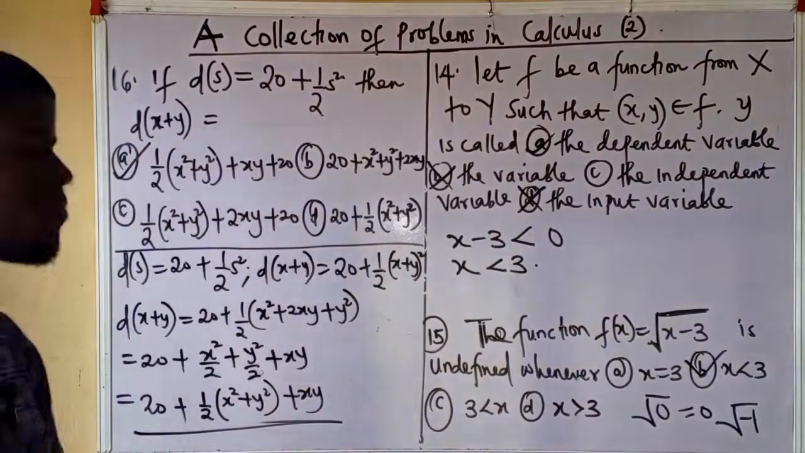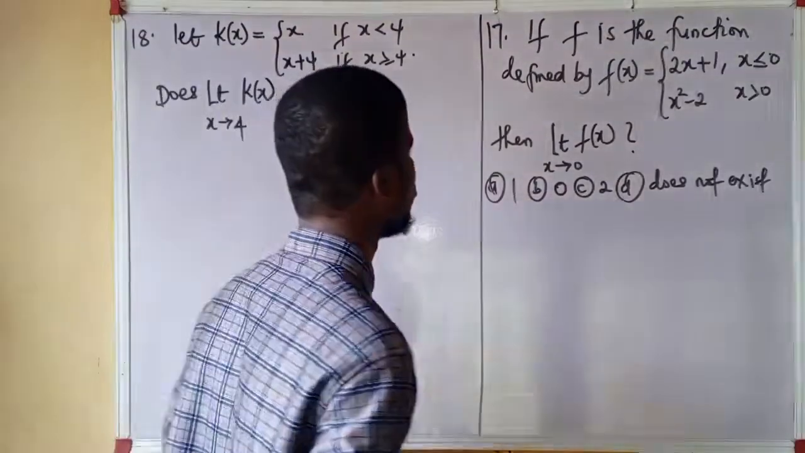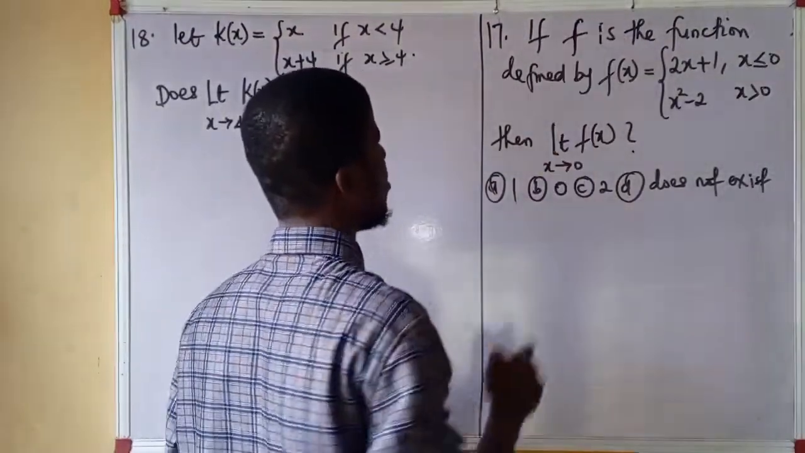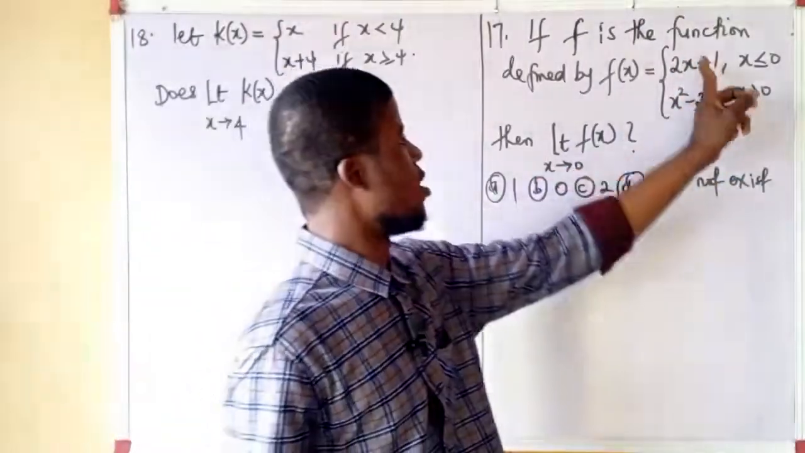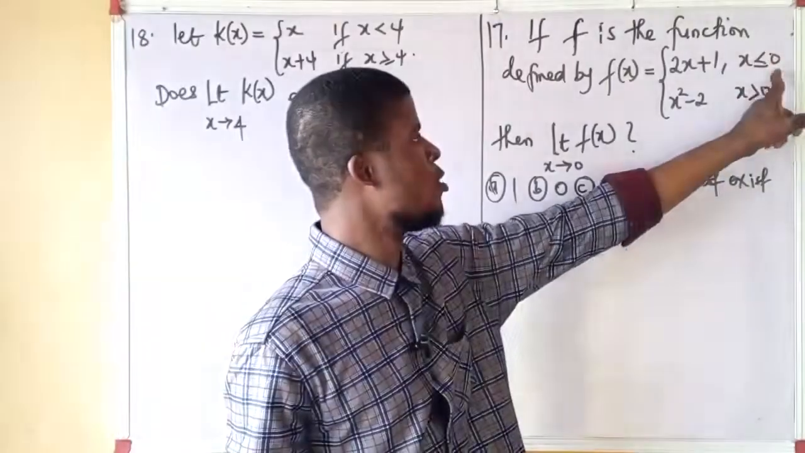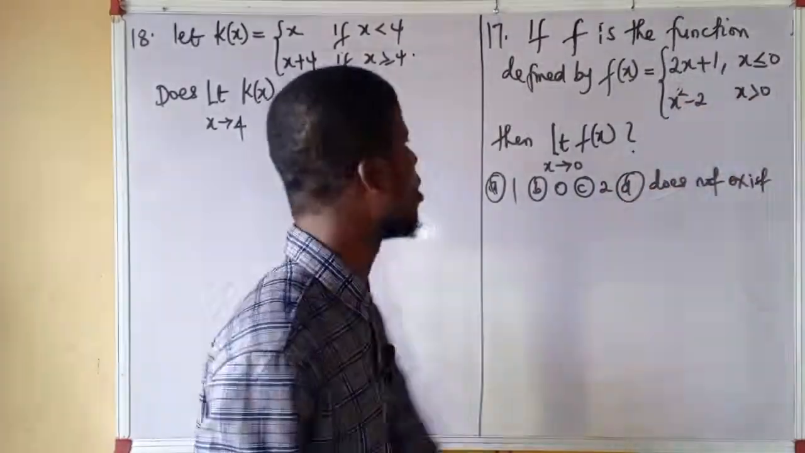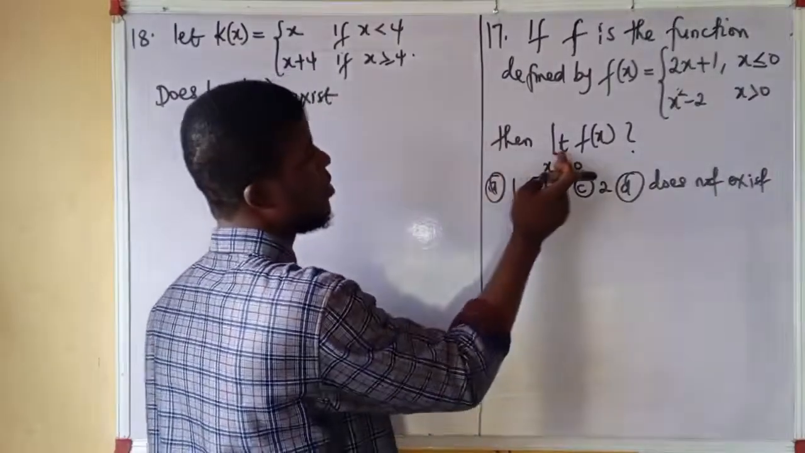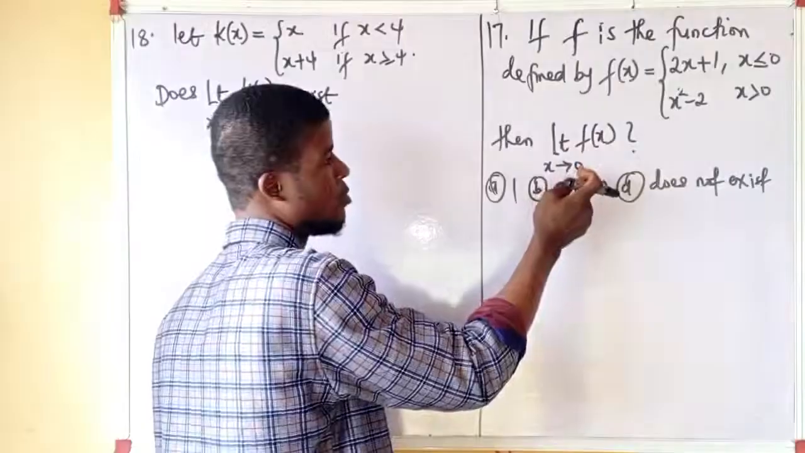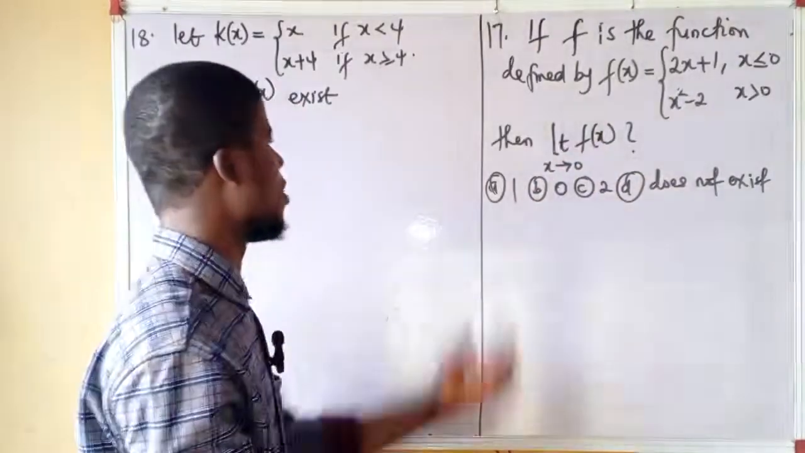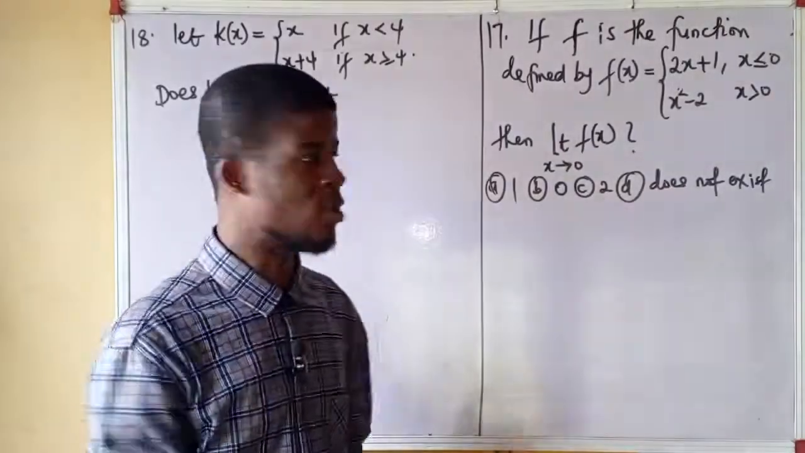So it's quite easy. Question 17. If f is the function defined by f of x equal to this, 2x plus 1 when x is less than or equal to 0, x squared minus 2 when x is greater than 0, then the limit of f of x as x approaches 0 is what? We have 4 options: 1, 0, 2, or does not exist.